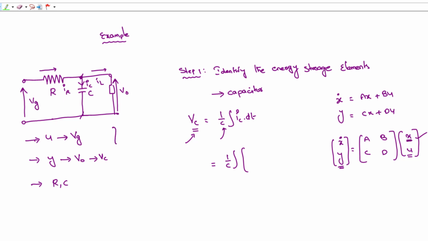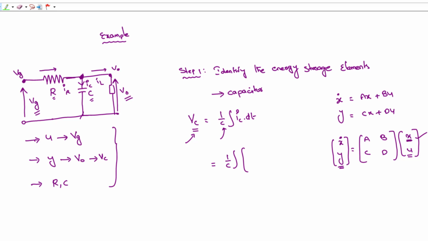Whatever the parameters are there, these parameters only we have to play with: input parameter, output parameter, and state parameters. That's it. So the input parameter is Vg, the output parameter is V0, and the state parameters are C and R. So IC here, if you take the node, this is Vg input, this is V0 output. IC is equal to this current minus this current.